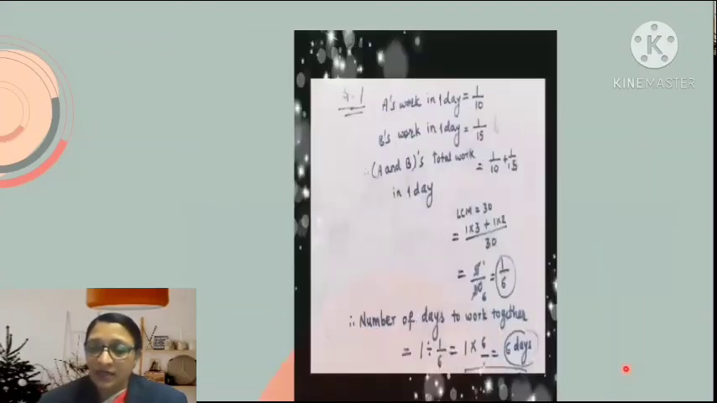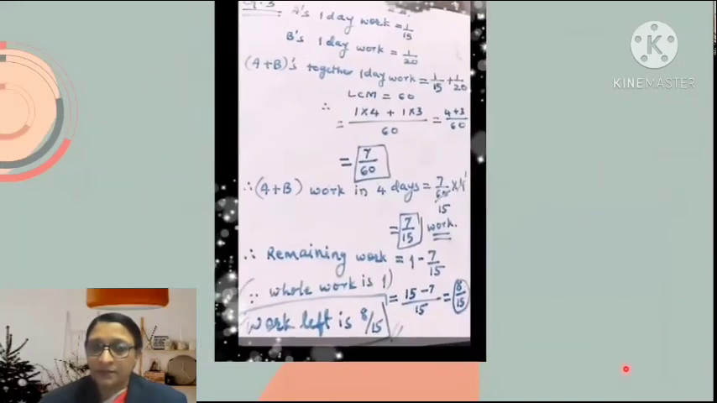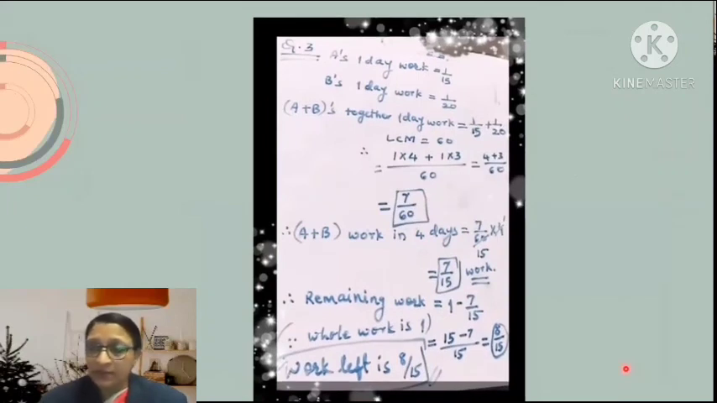Let's see another question. This is question number 3. A can do a work in 15 days and B in 20 days. If they work together on the same work for 4 days, what fraction of the work will be left? Left means will remain. So, let's find out the answer.